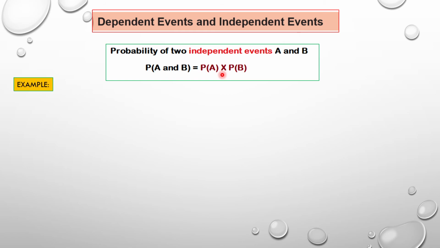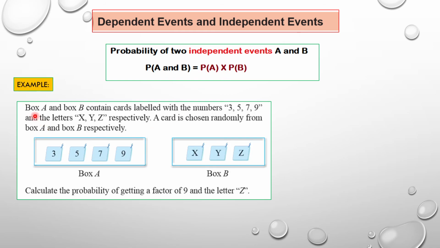Remember that. Okay, so here the given example, box A and box B contain cards labeled with the numbers 3, 5, 7, 9 and the letters X, Y, Z respectively. A card is chosen randomly from box A and box B respectively. Okay, so you can see box A has cards 3, 5, 7, 9 and box B has cards labeled X, Y, Z.